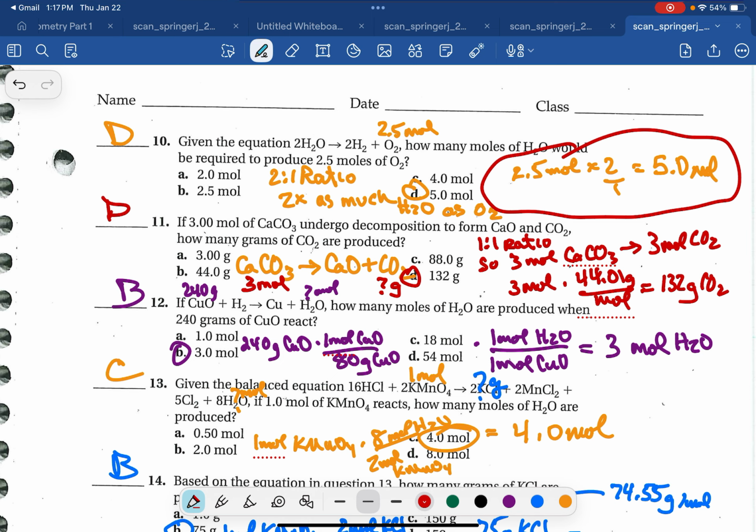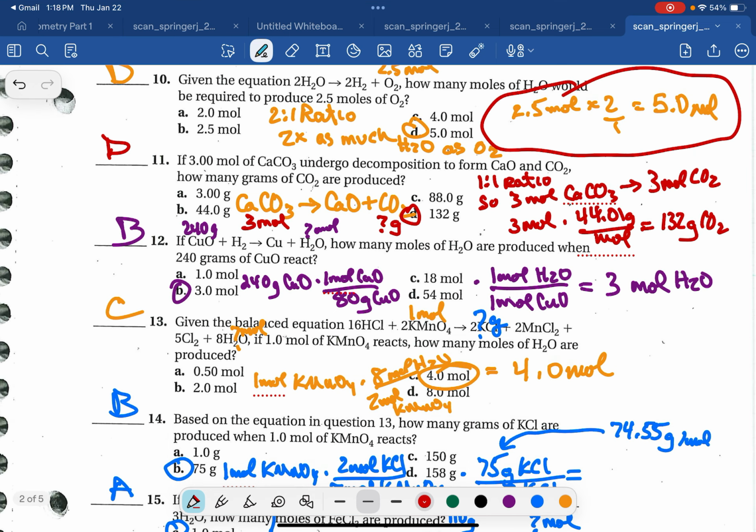Number 12, 240 grams of copper 2 oxide. We want to know how many moles of H2O. So we're starting with grams and going to moles. We start with our 240 grams. The molar mass is real close to 80. So 240 divided by 80 is really around 3. So 3 moles times 1 over 1 would be also 3 moles. So the answer was B, 3 moles.